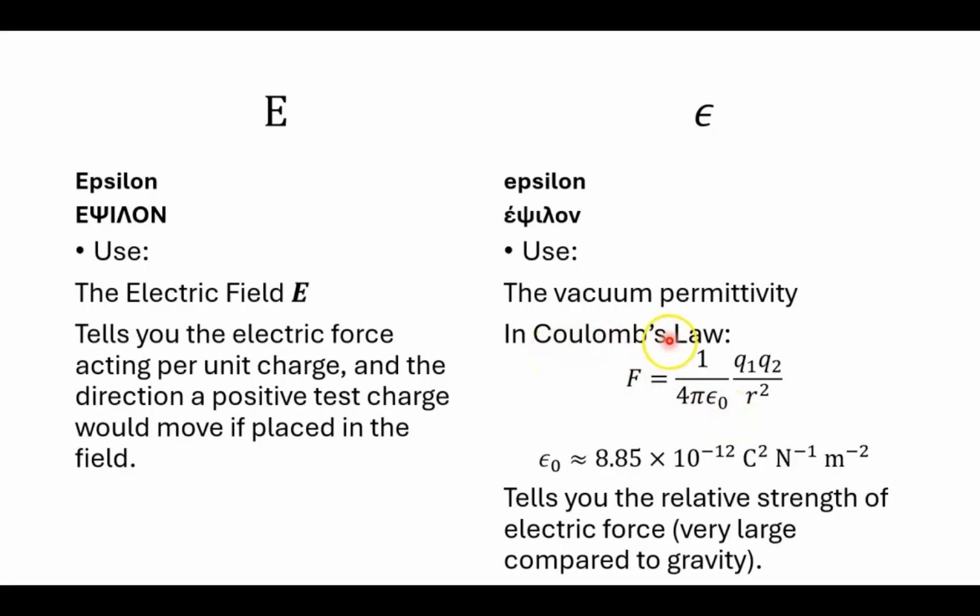So in Coulomb's law for vacuum, you have this form, where the vacuum permittivity acts as a scale factor to tell you the relative strength of the electric force. It's very small compared to gravitational constants. It's 10 to the power of negative 12, but because it's in the denominator, it makes this force very large.